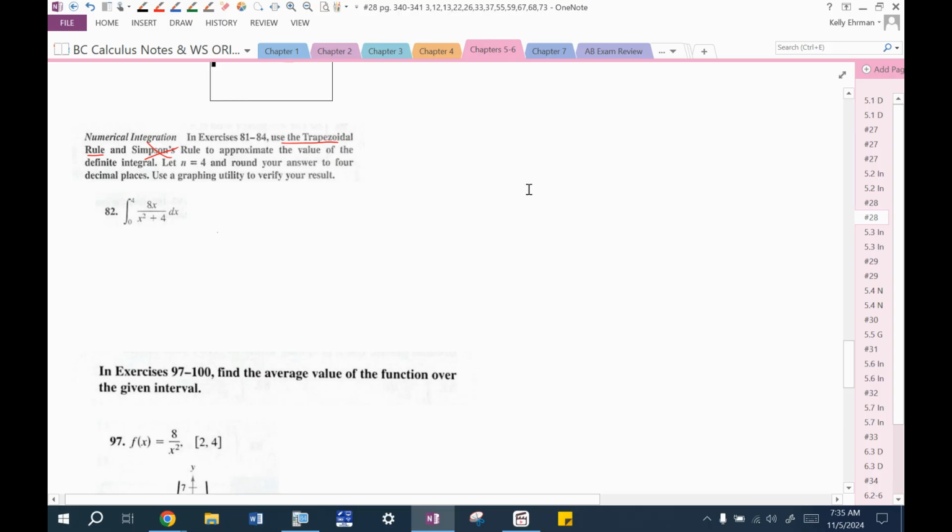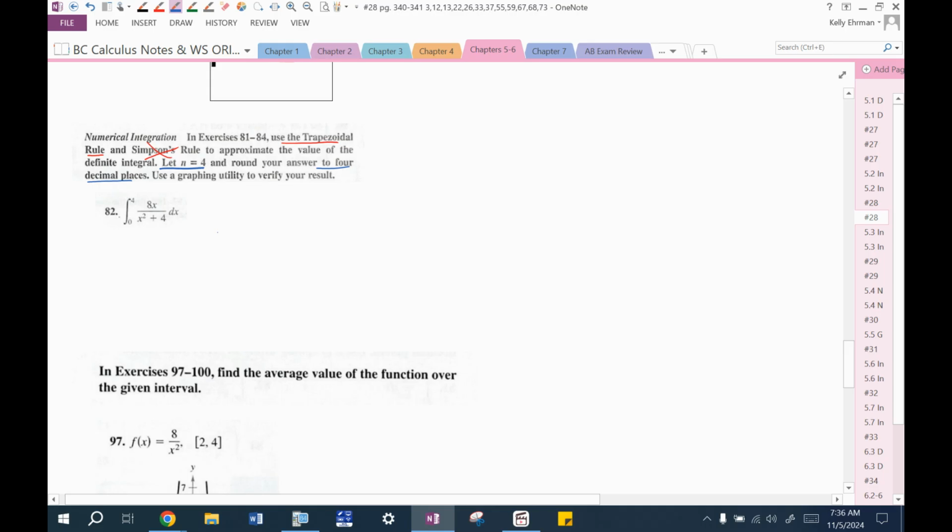For number 82, it says use the trapezoidal rule, and we're not going to do Simpson's rule. Honestly, I don't know what Simpson's rule is. I'd have to look it up. It's not on our AP exam. To approximate the value of the definite integral, let n equal 4, and round your answer to 4 decimal places. Use a graphing utility to verify. So, oops, I don't think I did that.